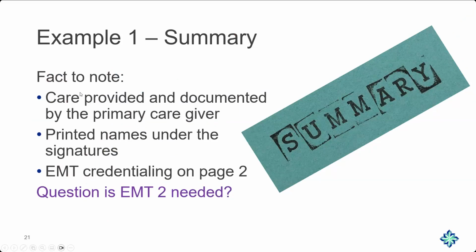So in the example, the first thing you need to know, the care provided and documented by a primary caregiver. One caregiver equals one EMT. Printed names under the signatures. The EMT credentialing is on page 2. Question, are 2 EMTs needed for this one? This is something you guys have asked me, so that's the question we put in here. We're trying to use this as an example for that.